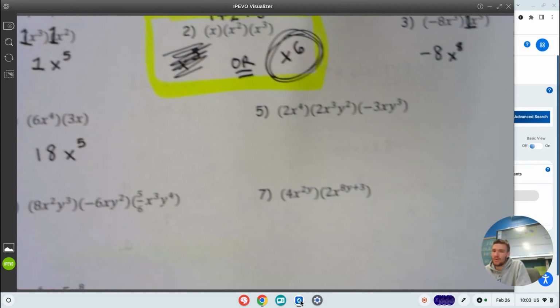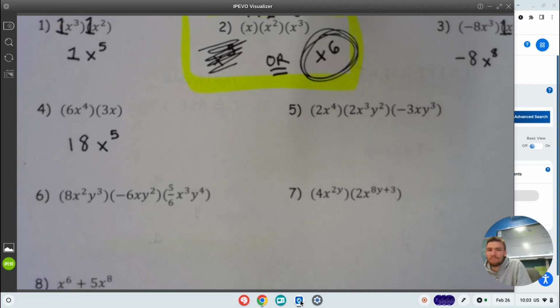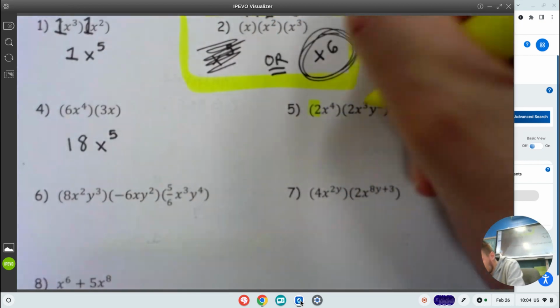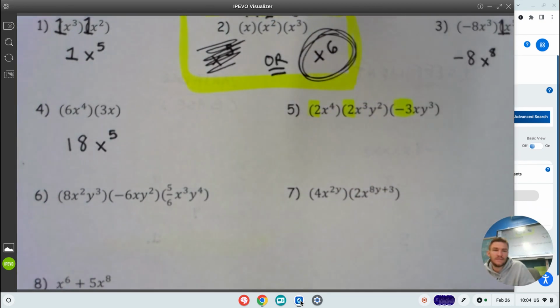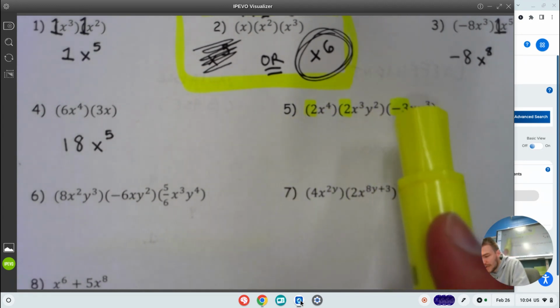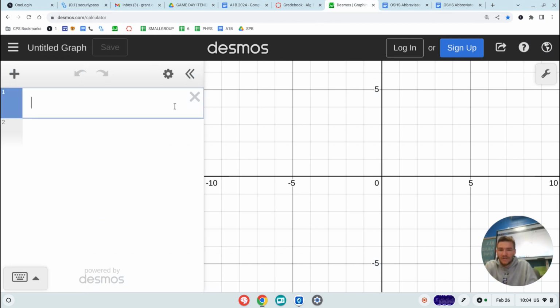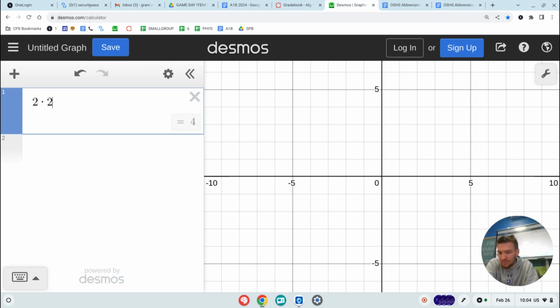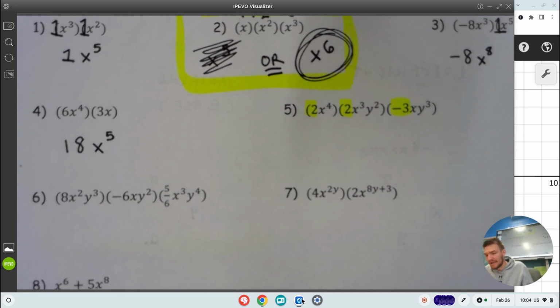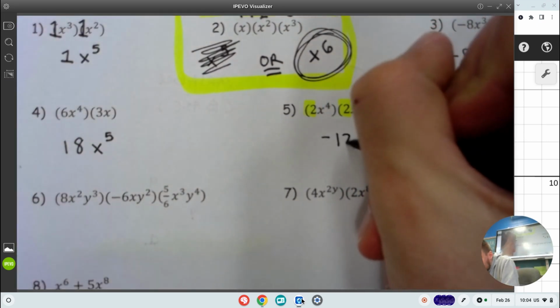Now, question number 5 is longer, but the reality is you can totally handle this, okay? We're going to be working on these one piece at a time, right? So to start, let's look at these coefficients. It's 2 and negative 3. You know what? Let's just use Desmos. 2 times negative 3, negative 12, right? Doesn't need to be any more complicated than that. Just multiply them together, negative 12.